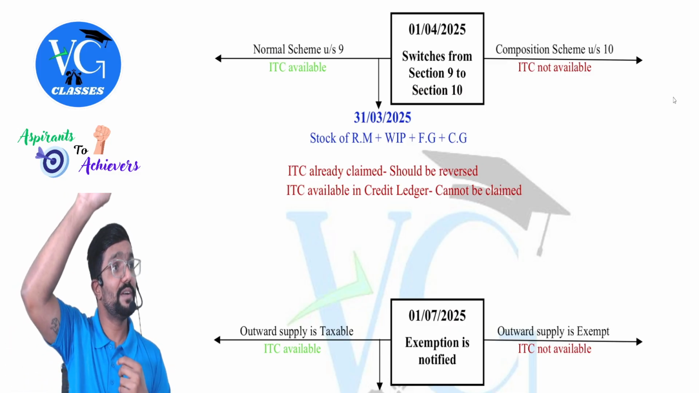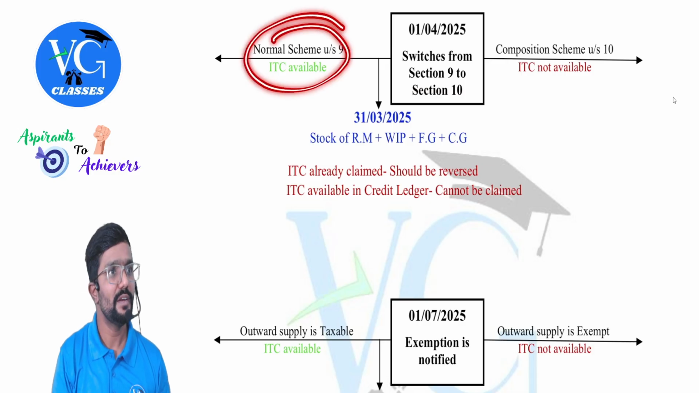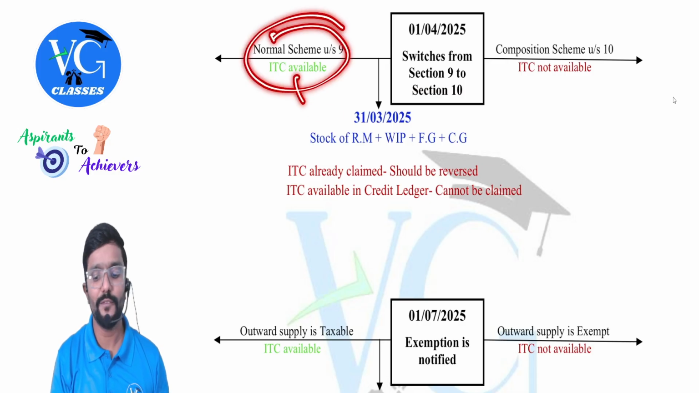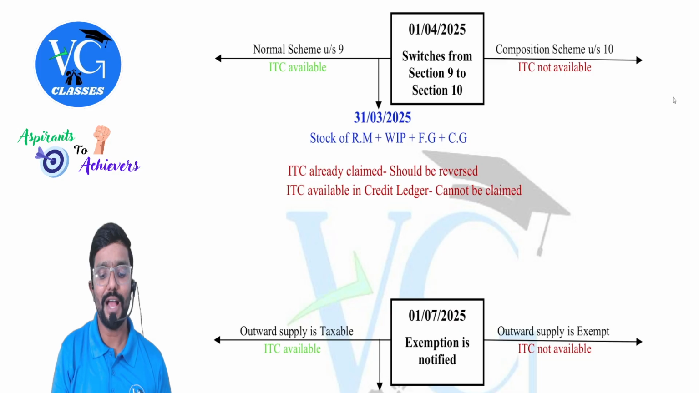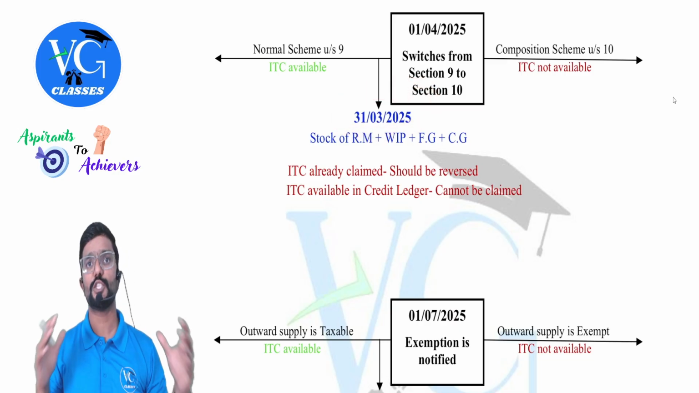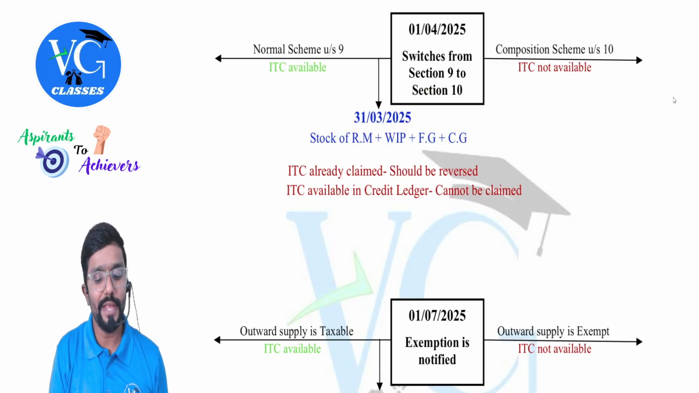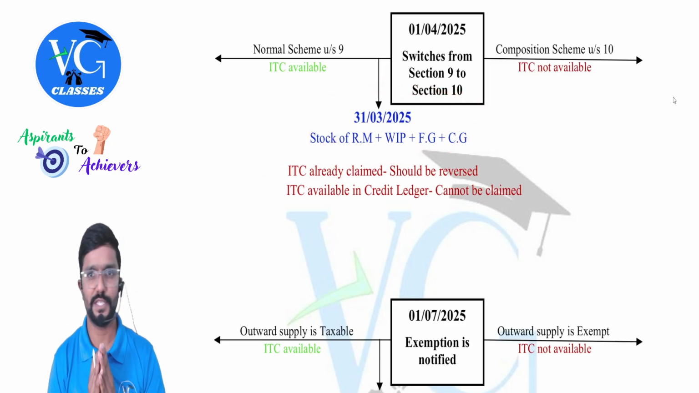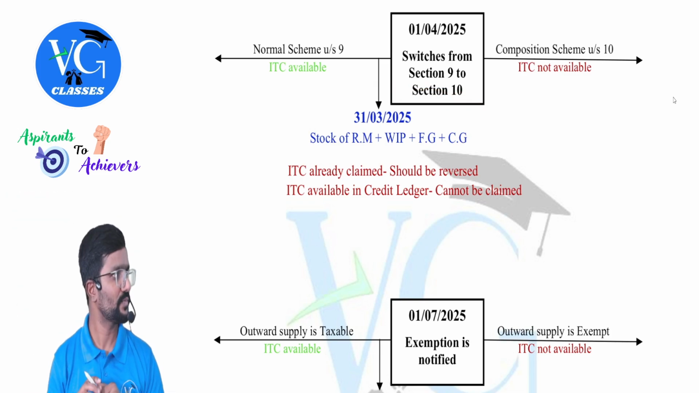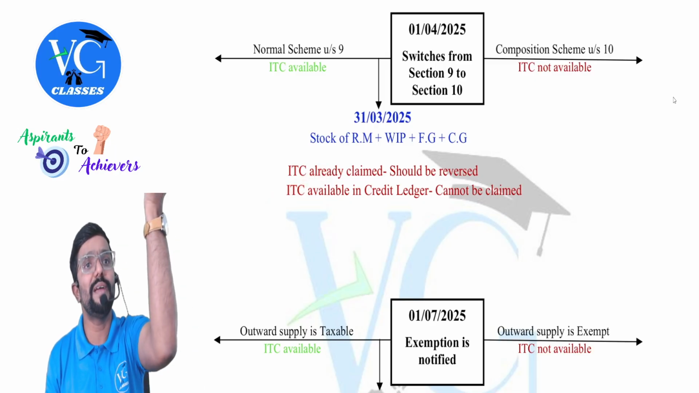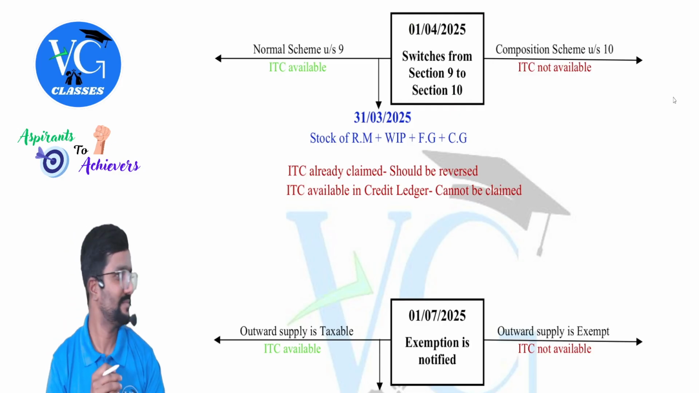Above, when I am going from 10 to 9, they gave me a benefit. Now, if I take benefit here for all the goods, and later start using it here, then it is unfair. So they told, if you have any stock on the preceding day, that is on 31st March, what all stocks are? Raw material, WIP, finished goods plus capital goods. If you already claimed the credit on these items, please reverse it. Reverse it in the sense what? You need to add it to your output tax and pay it. Sir, no, sir, it was still available in my credit ledger. I was thinking to claim it in April. Don't claim.